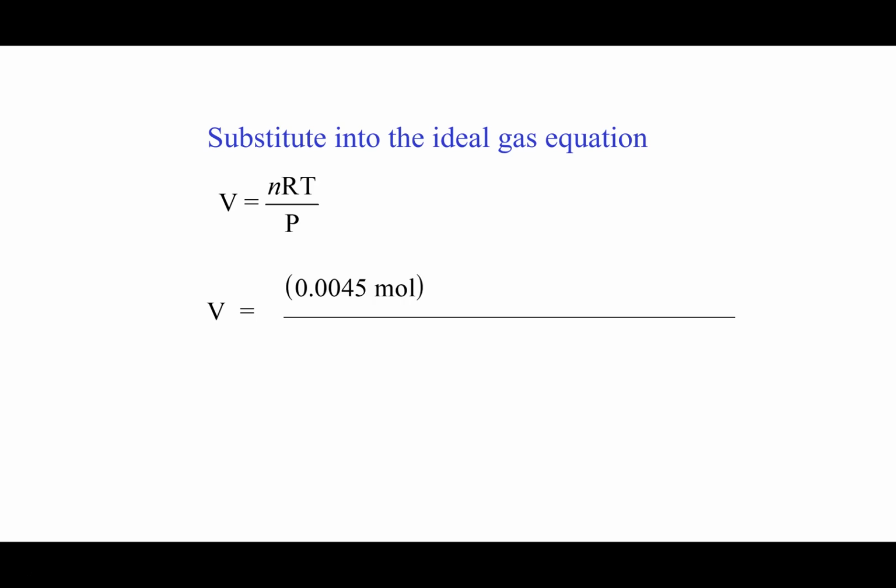N was 0.0045 moles. R is 0.082058 liters atmospheres per mole Kelvin. Our temperature in Kelvin, we said, was 295.2 Kelvin. And then we need to pick up our pressure in atmospheres, which we said was 0.963 atmospheres.